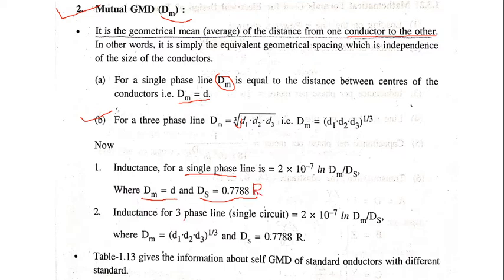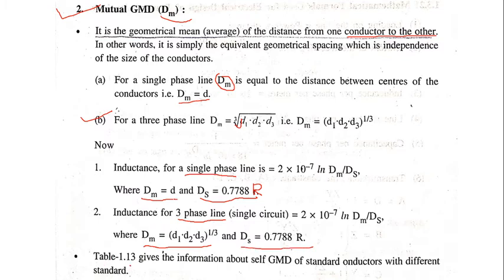Now the inductance for the three phase line is 2 into 10 raised to minus 7 ln dm by ds, and over here the value of dm is equal to (d1 d2 d3) raised to 1 by 3, because of the three phase, and the value of ds is going to remain the same.